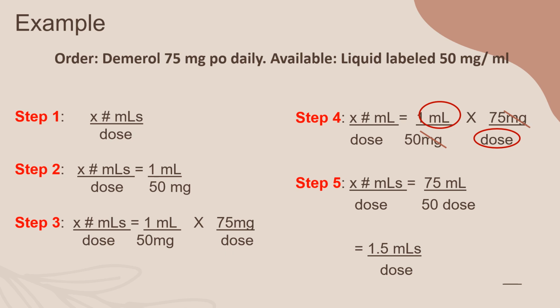Now let's do the process again, but this time we're going to use a supplied liquid. The provider ordered Demerol 75 milligrams. We have available to us Demerol in 50 milligrams per milliliter. How many milliliters will you administer? Step 1, we find what we're trying to solve, which is how many milliliters per dose. Step 2, we need to go straight across the equal sign with what we know about milliliters. We know 1 milliliter is 50 milligrams. Step 3 is adding in what we have, which is 75 milligrams per dose. Step 4, we cancel out the like units, which would be the milligrams, so we're left with milliliters on top and dose on the bottom, which is exactly what we're looking for. Step 5, we're going to do the math, and we come out with 1.5 milliliters.